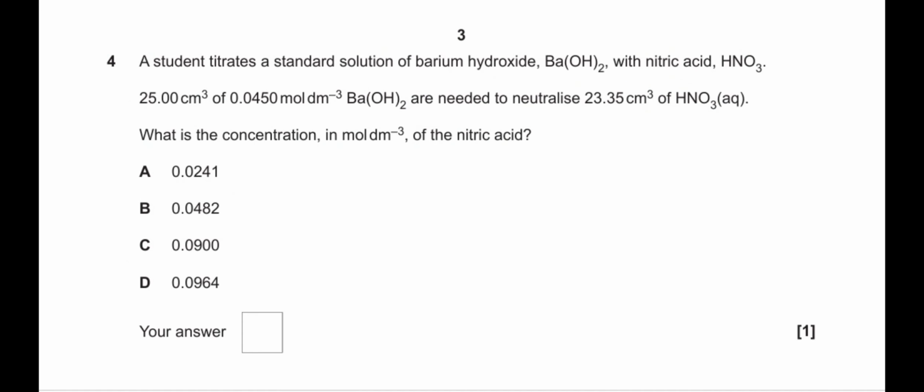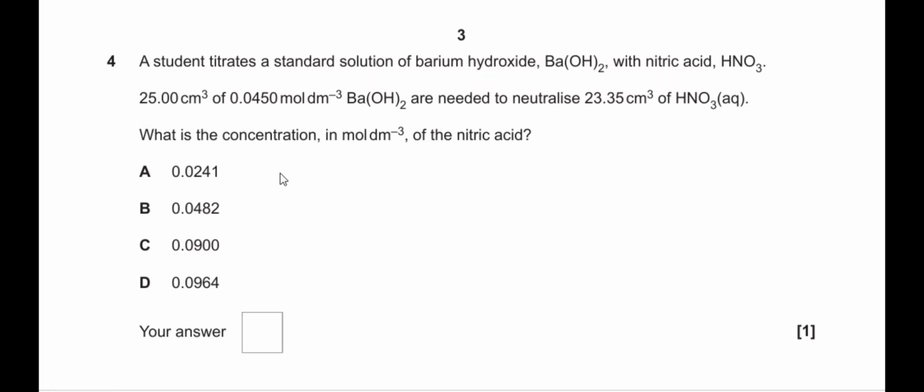Question 4. A student titrates a standard solution of barium hydroxide, Ba(OH)2, twice with nitric acid, HNO3. 25 cubic centimeters of 0.0450 moles per dm cubed Ba(OH)2 are needed to neutralize 23.35 cubic centimeters of HNO3 aqueous. What is the concentration in moles per dm cubed of the nitric acid? This is a very common quantitative chemistry question from GCSE to AS level to A level. If we write the equation for the neutralization reaction, it will be easy for us to understand and solve this question.